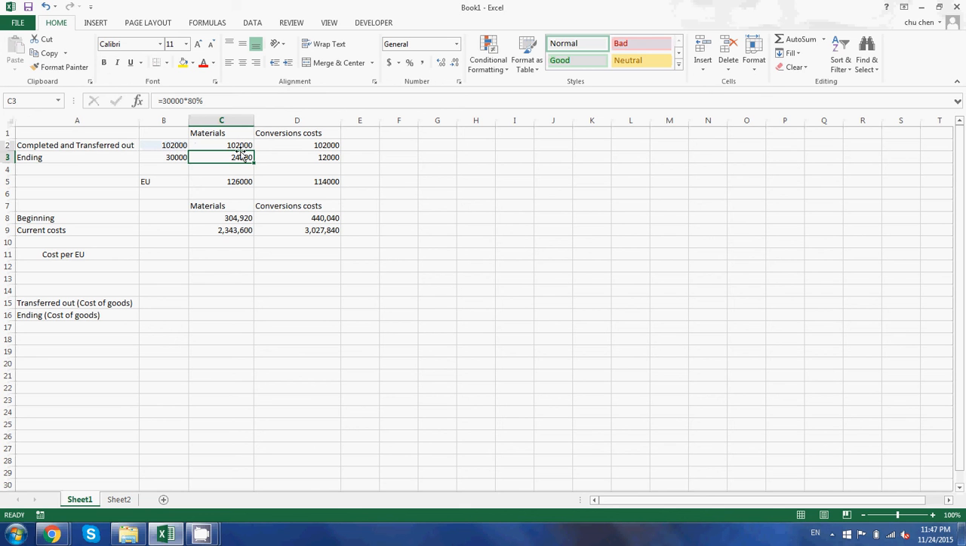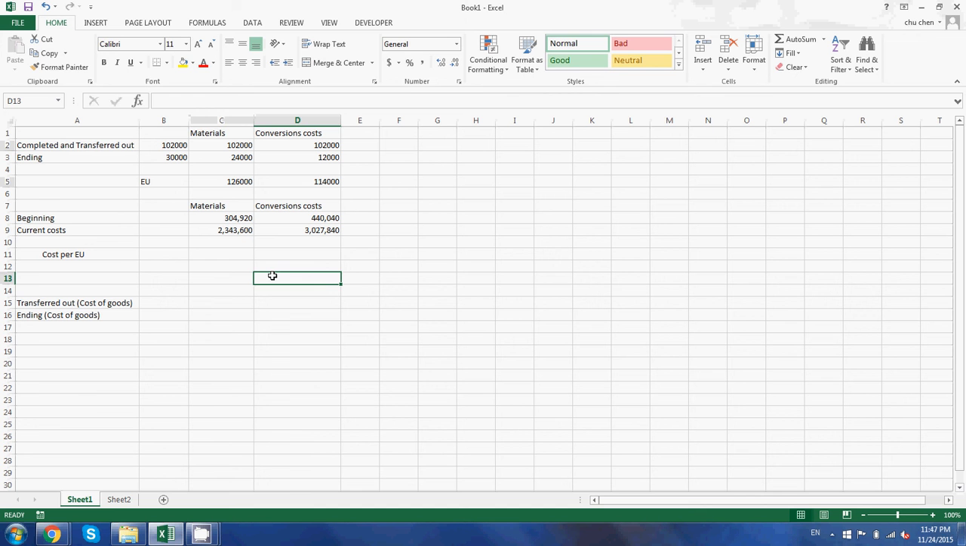So that's why I just bring the 102,000 up here. Also the conversion cost is 100% completed, and I use 102,000 times 100%. I got this number. So I sum up these two, I get EU for materials, and I get EU for conversion cost.